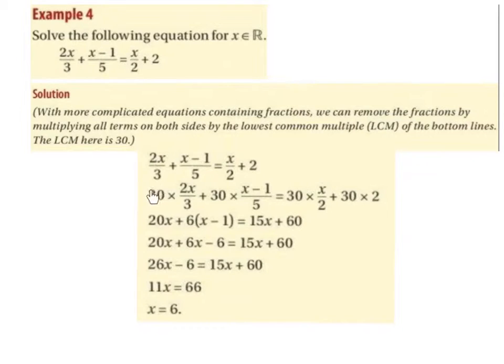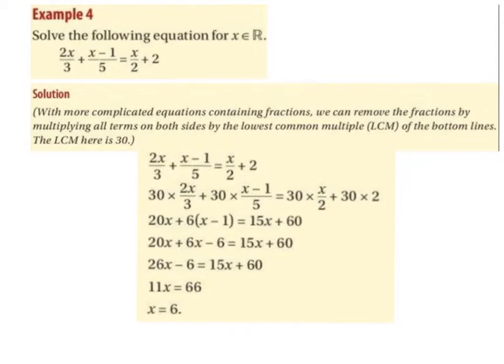So 30 multiplied by 2x is 60x, and 60x divided by 3 is 20x. Then 30 divided by 5 will be 6, so it's going to be 6 multiplied by the numerator, which is x minus 1. We'll work that out in a minute. And then 30 times x is 30x, and 30x divided by 2 is 15x, and 30 times 2 is 60.